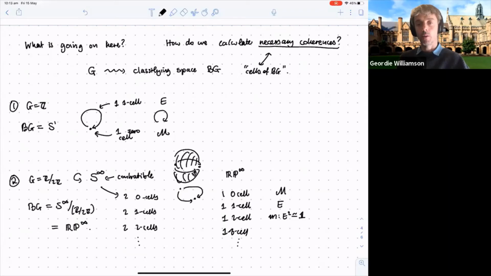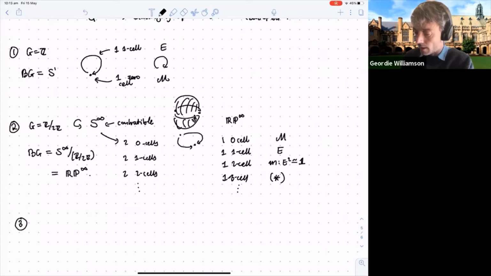and the fact that this wasn't quite right was the fact that we're missing a cell here. So the star, the diagram above, corresponds to that three cell. Okay. And for any group G, there is the Milnor construction.